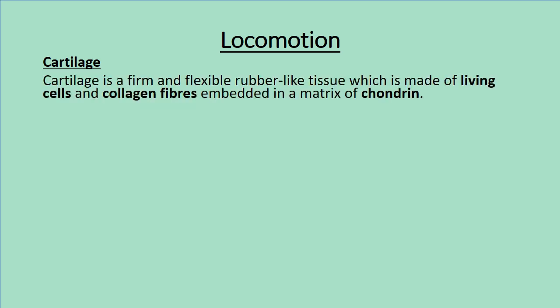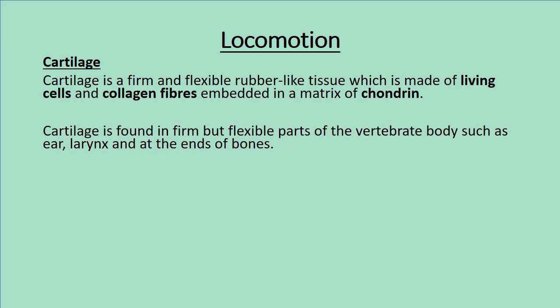So let's take a look at this cartilage. What is it? So a cartilage is a firm and flexible rubber-like tissue which is made of living cells and collagen fibers embedded in a matrix of chondrin. So this cartilage is made of living cells and collagen fibers which are suspended in a substance called chondrin.